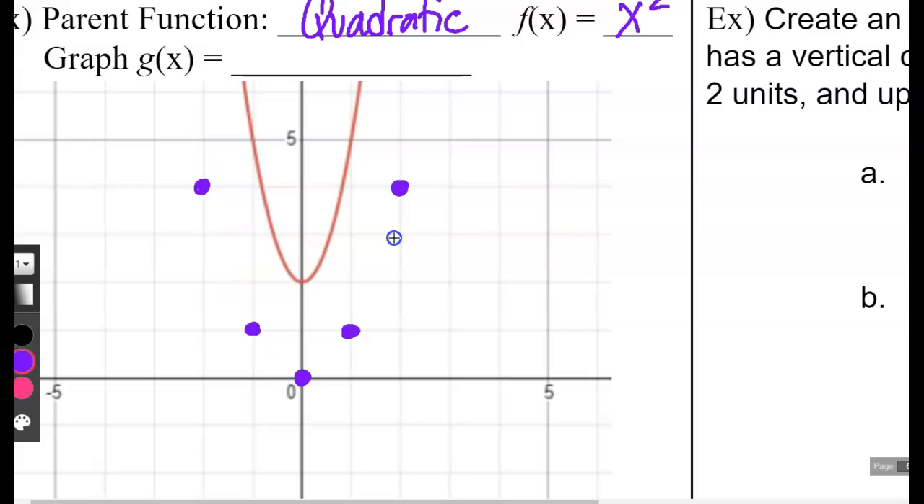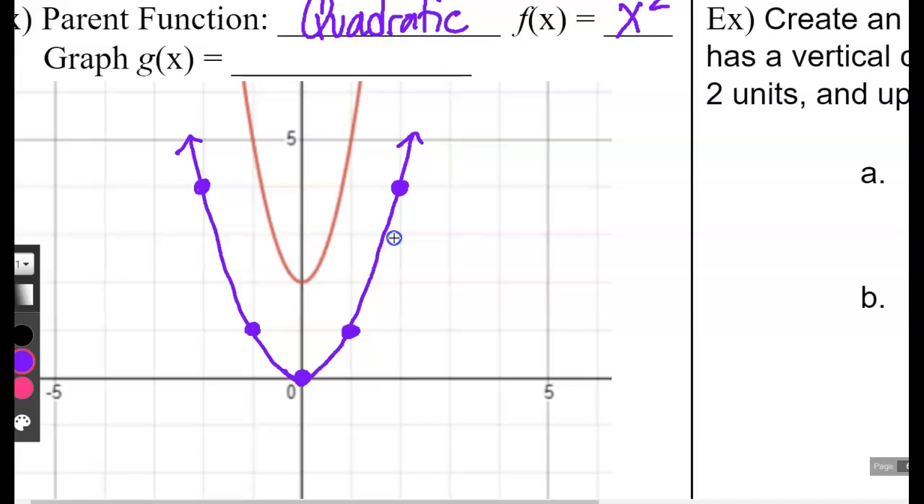Oh my gosh. Come on, Miss Sunderland. Well, now it looks like absolute value. We're going to go with it.